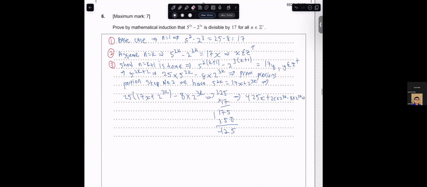Okay, I think we can erase this. Then we come down to this line. Now what do we see? 25 minus 8 is 17, and we have it into 2 to the 3k. It's already common, so we can simplify this: 425x plus 17 into 2 to the 3k.